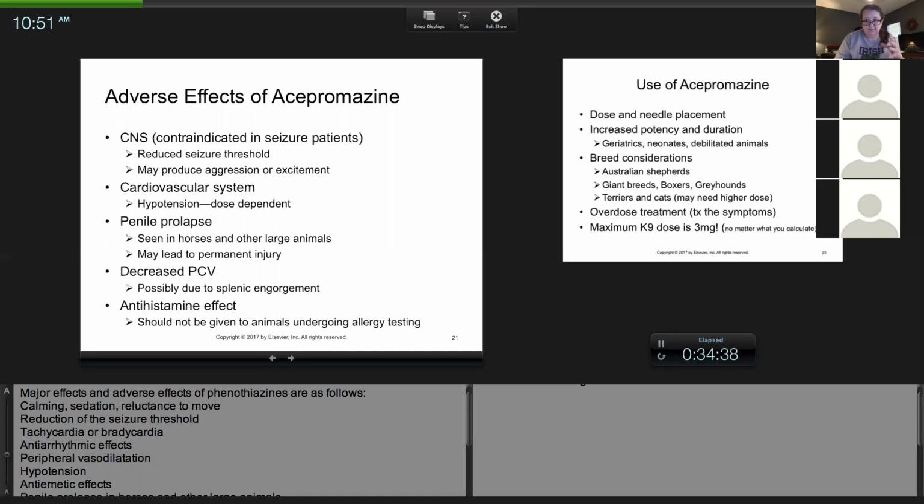I stretch their legs. I flip them over too fast. I make a loud noise. Some animals on acepromazine respond more aggressively. Now, this isn't a reason not to give it, because when I want to give it, I give it. But I'm cautious around the patient because I know that I might take away inhibition.